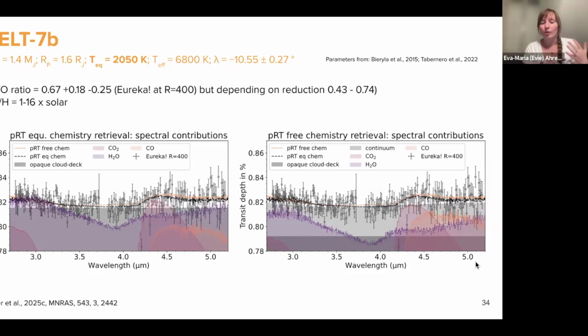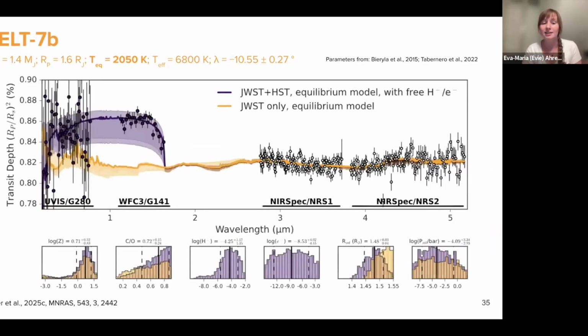To make it a little bit more challenging, this data set has also reported some H minus absorption with Hubble. So we wanted to combine the spectrum with the Hubble observations to see if we can constrain the cloud deck with the optical wavelength ranges. But you'll see here that adding the Hubble transmission spectrum, which you see on the left-hand side of this transmission spectrum, didn't make a huge difference.